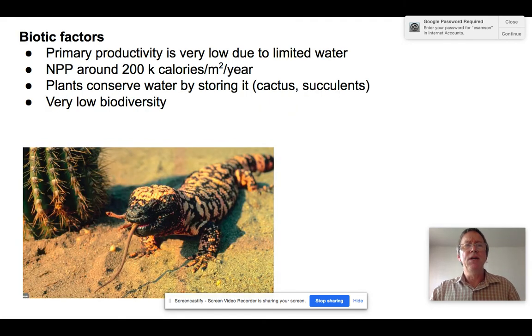Biotic factors are basically very, very limited productivity, the lowest of all ecosystems, because there's just no moisture with which to grow plants, and those plants that do grow have ways of conserving water within them. So, like you have cacti that basically hold water within their structures, and then their leaves are curled up in these tiny spiky things to keep things from eating them. And there's very little biodiversity here.